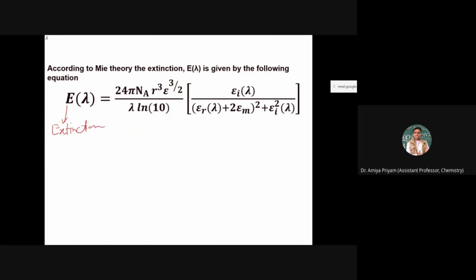Extinction is a term that takes into account absorption plus scattering. In simple small molecules, the scattering is very less, and we can ignore it. Scattering is a term that is always there, but insignificant.